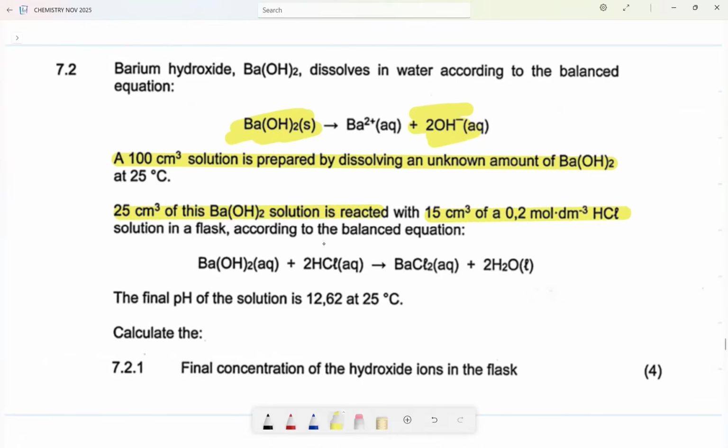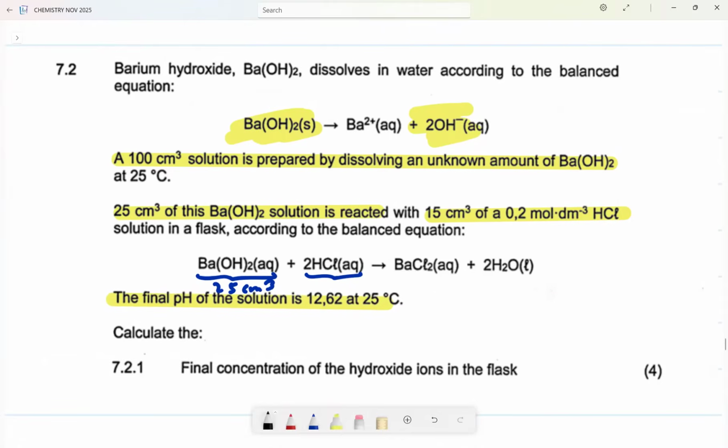So this one is the one that is in 25 cm³, and it reacts with HCl to form whatever that is. And then the final pH of the solution is this much. Remember, pH measures the final solution.